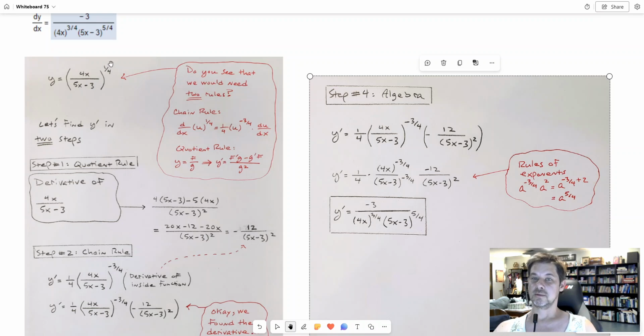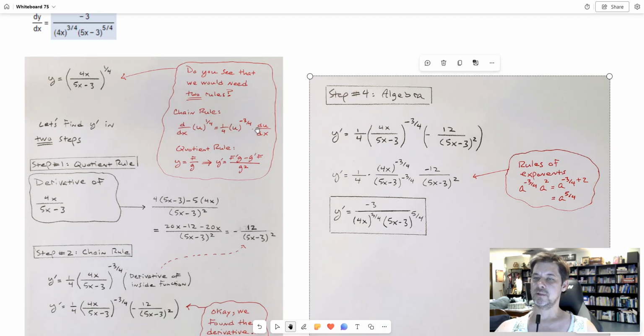In a sense, one of the operations is the 1/4 power, raising to the 1/4 power. That's a function all by itself. But inside of that, if you think about order of operations, there's something else that has to be done first. That is a fraction, a quotient, a rational function, and we would have to use the quotient rule for that. Okay, so there's two rules that are applicable, the chain rule and the quotient rule.